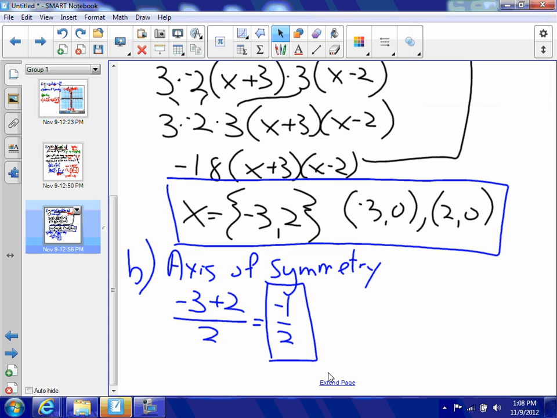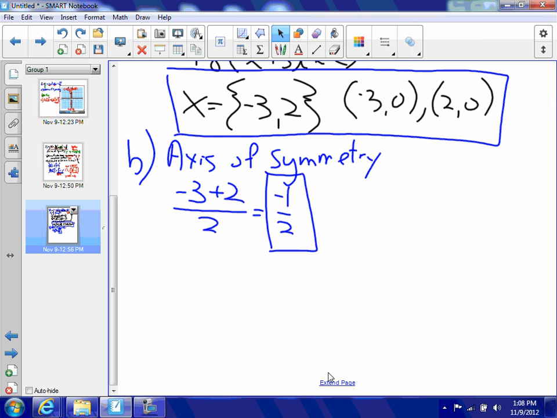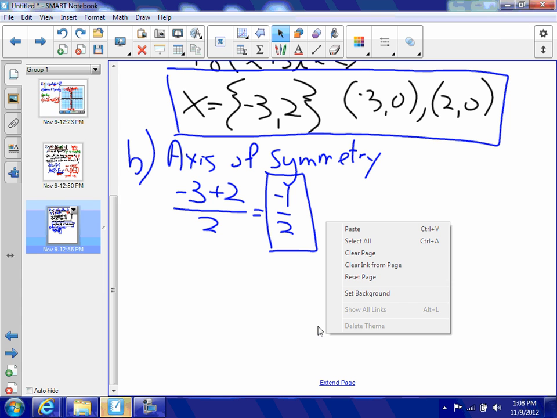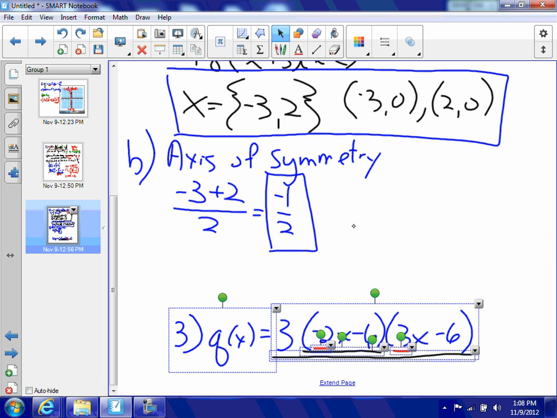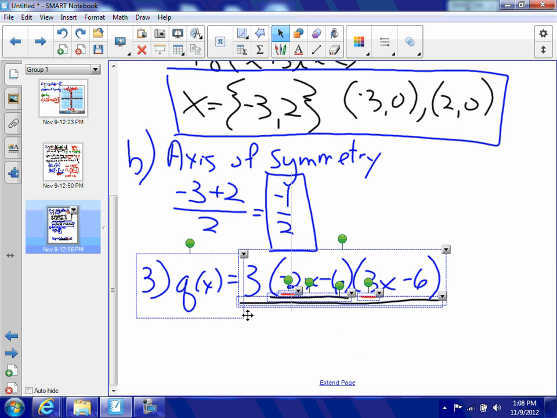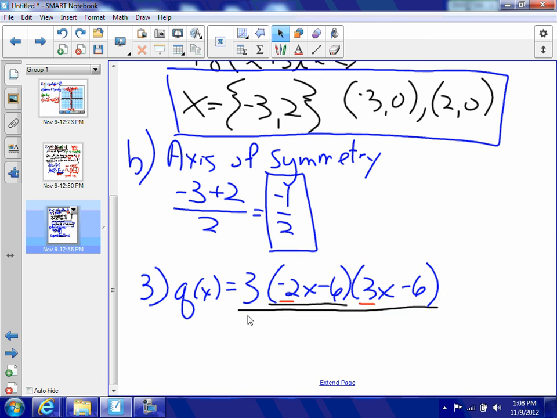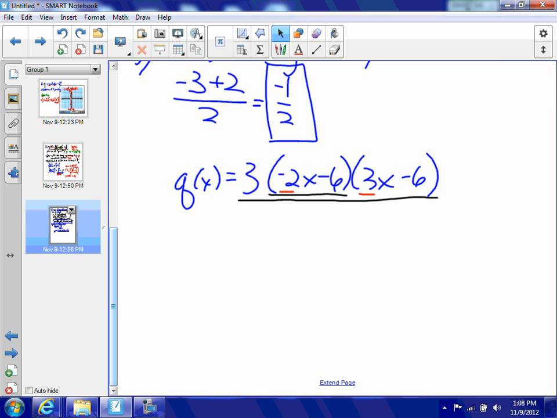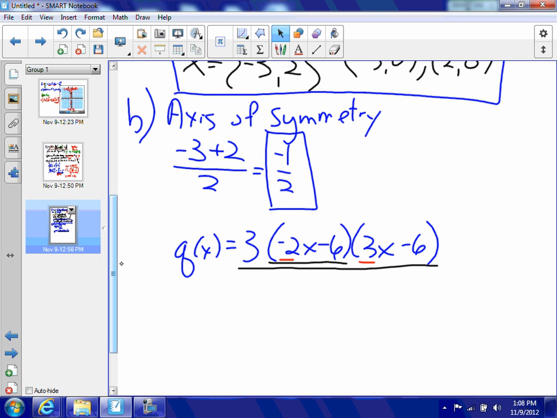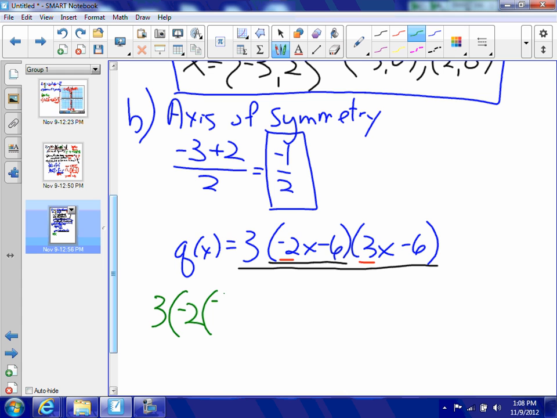Part C of our problem says, what is the vertex? Well, here, let's magically make our equation appear again. Here's our equation. I'm going to erase the 3 that showed it was problem number 3. And I want to find the vertex. So if I want to find the vertex, I know my axis of symmetry is negative 1/2. So I'll just plug in my axis of symmetry right into our equation. So I have 3 times negative 2 times negative 1/2.